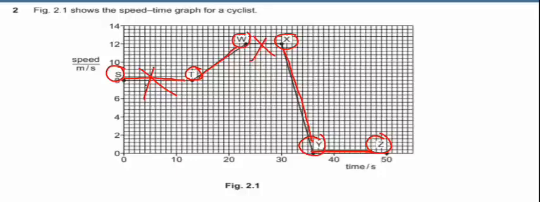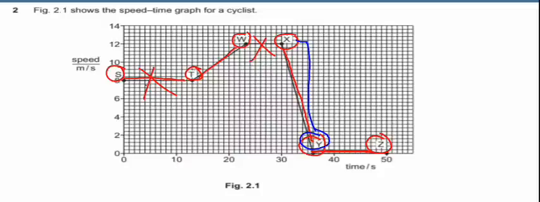Then as for Roman numeral 2, constant deceleration. Where are we having constant deceleration? It is from X up to Y. So we can say X, Y.